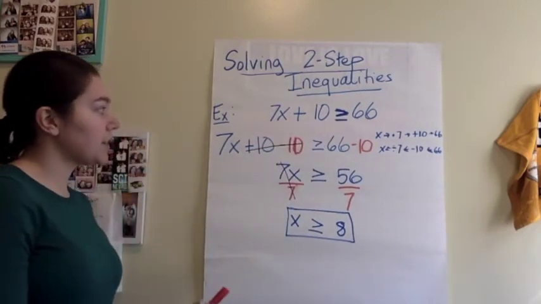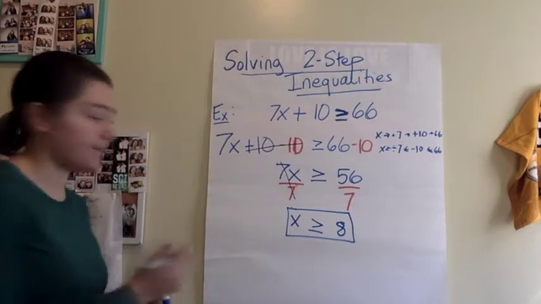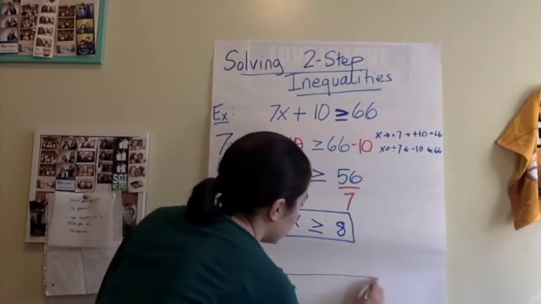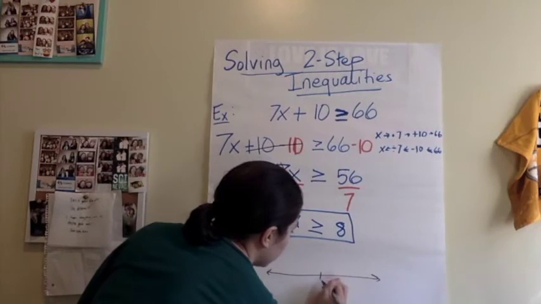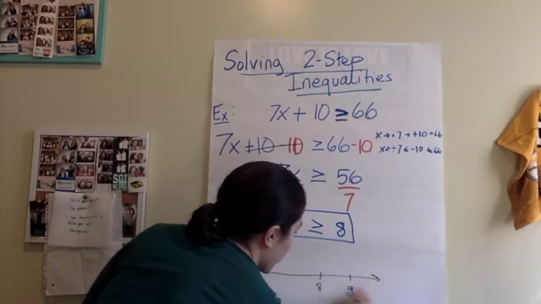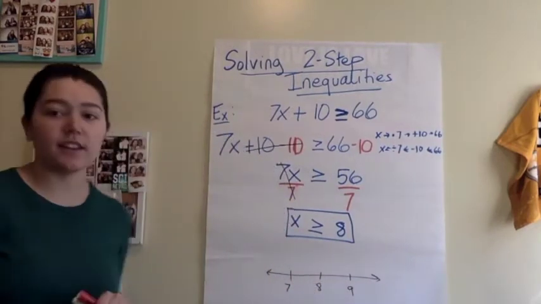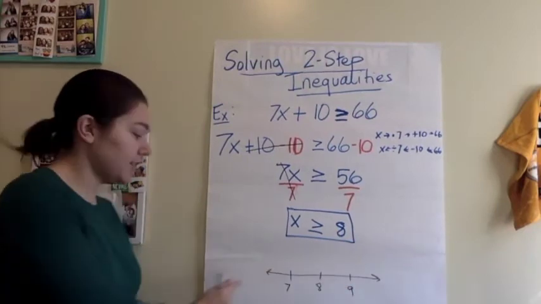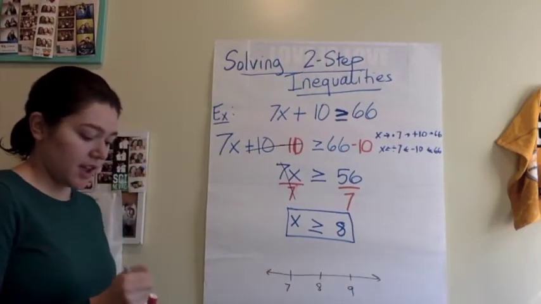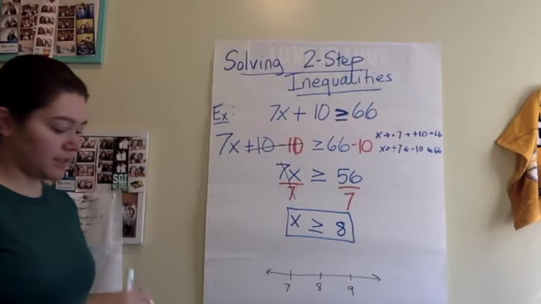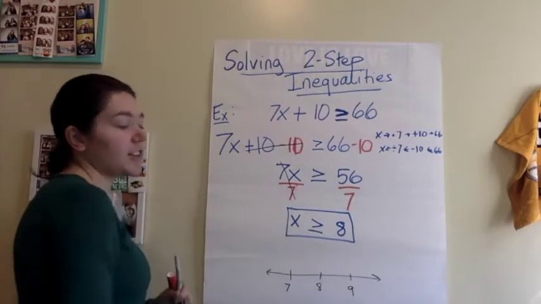So lastly, we want to go ahead and graph that solution. I'm going to draw a number line for myself. It doesn't have to be beautiful. I have 8 at the center. 9 is going to be to the right of it, 7 is going to be to the left. And I want to graph all my solutions that are greater than or equal to 8.